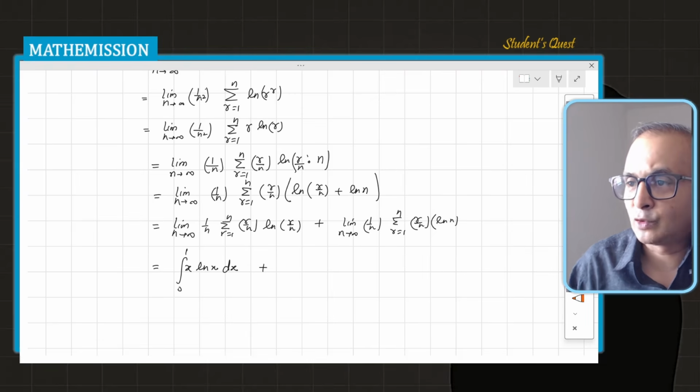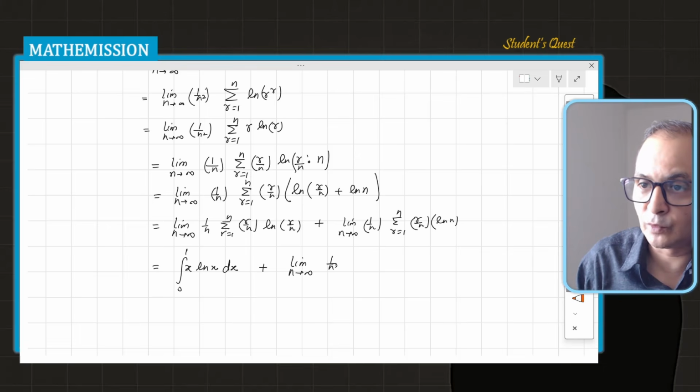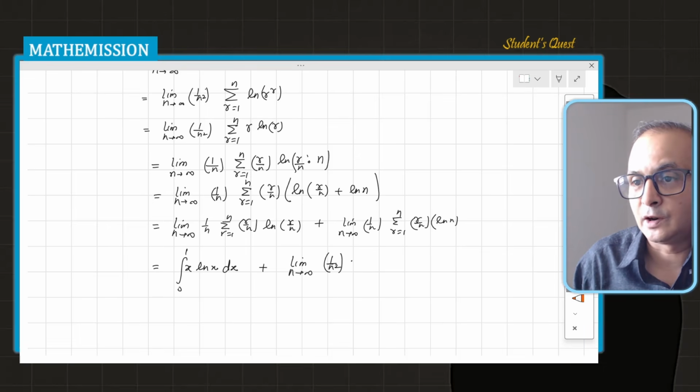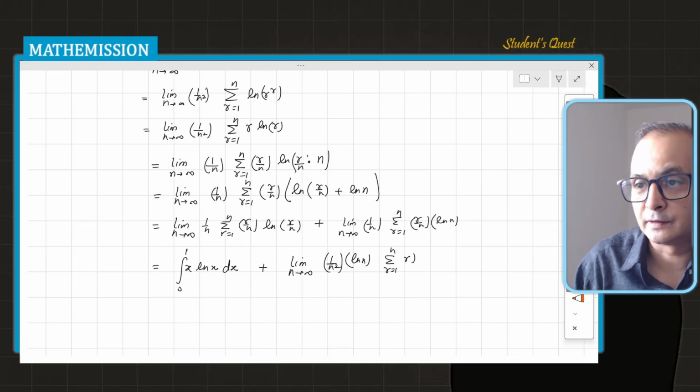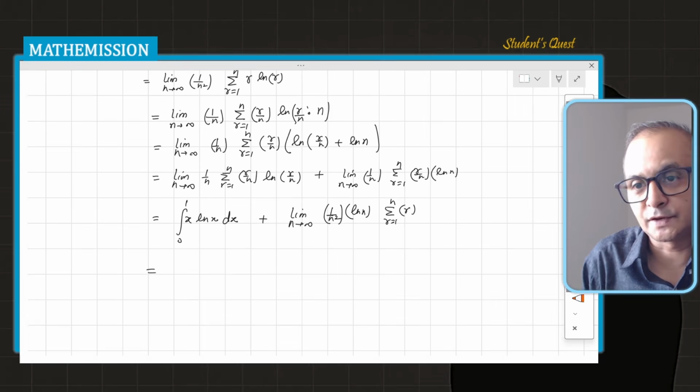You notice the bounds are only on r, so this n and log n are constant terms, so we can take them out. So limit n approaches infinity, 1 by n, we are taking this n out, so it will become 1 by n squared, and log n also, and we are left with summation r goes from 1 to n, r. And you have done this kind of summation many times. Let's first evaluate this thing.